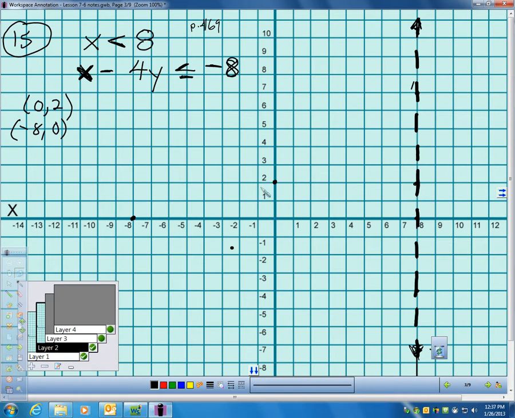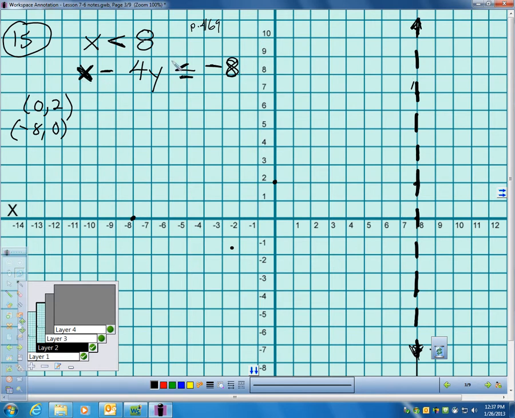Let's try 0, 0. If I plug in 0 for x, there's nowhere to plug in 0 for y. Is this true? Is 0 less than 8? And the answer is yes, it is. So in my mind, I got to remember, I'm going to be shading over here left of this dotted line. Okay, so I'll get to that in a minute.